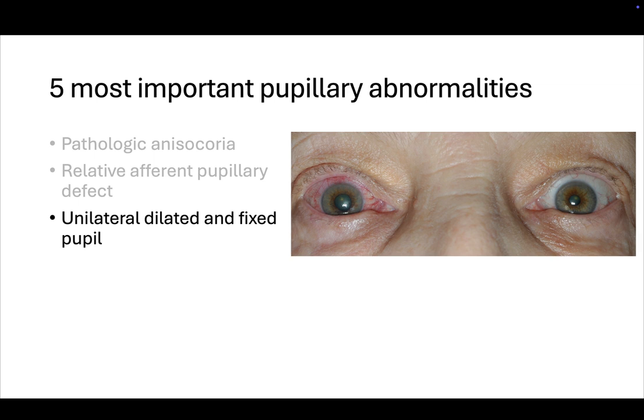The differential diagnosis includes uncal herniation, acute angle closure glaucoma, posterior communicating artery aneurysm compressing the oculomotor nerve, an iris tear, traumatic mydriasis, post-ictal state, AIDS tonic pupil, and pharmacological mydriasis.